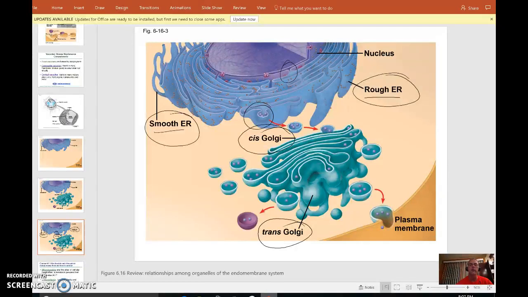From there, really there's three things. Either A, they stay inside, they be a lysosome. B, they become part of the plasma membrane. Or C, they exit all the way out. So I think that's an important area of the cell structure. You definitely want to make sure you know all the components of the endomembrane system and how they work together.